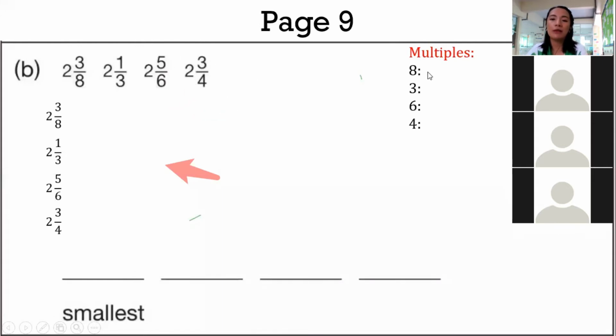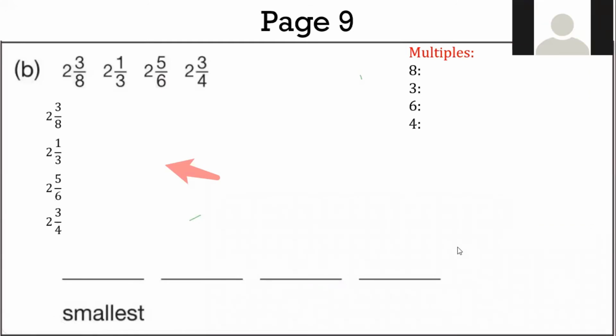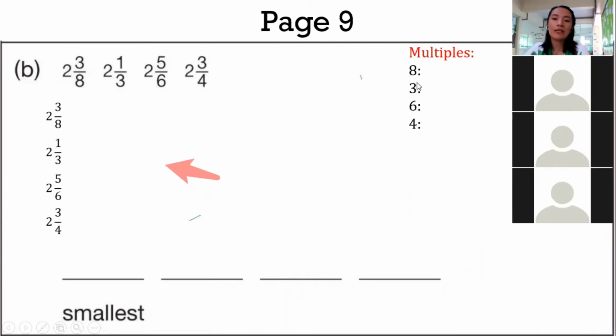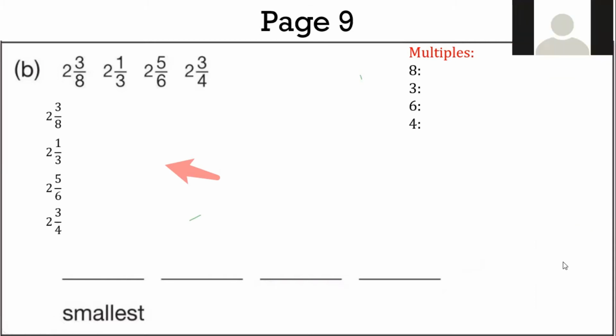Now, can you give me the multiples of 8? You will answer me. Can you give me the multiples of 8? Are you there? Again, give me the multiples of 8. You can use your notebook. So, for example, 8. What else? Multiples. So, 8, 16. What's next?